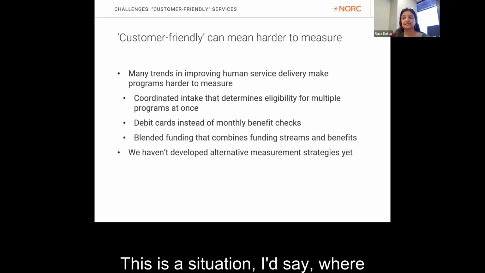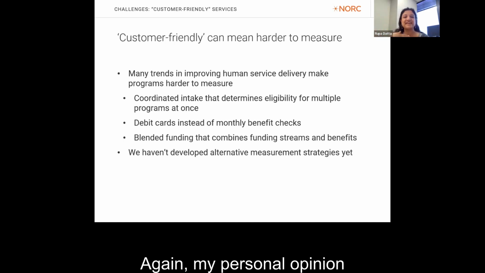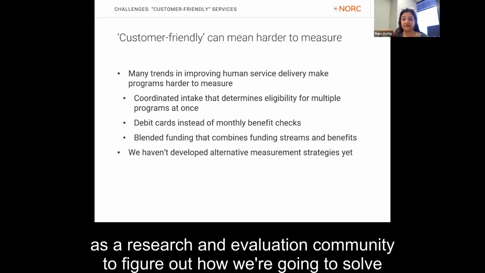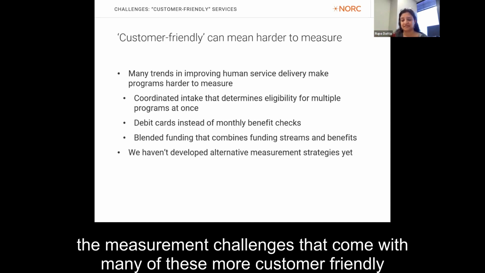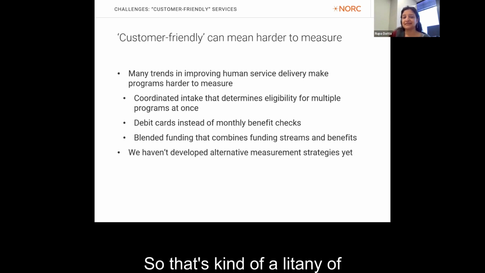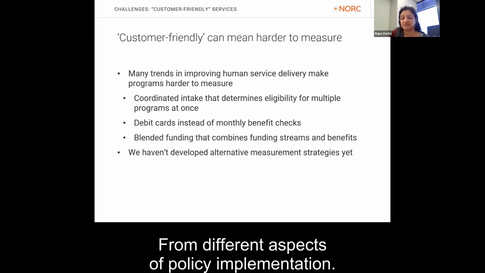This is a situation, I'd say, where the policy is headed in the right direction. Again, my personal opinion. It's wonderful to have more customer-friendly policies, but it's on us as a research and evaluation community to figure out how we're going to solve the measurement challenges that come with many of these more customer-friendly approaches to human services. So that's kind of a litany of types of data gaps that can arise from different aspects of policy implementation.